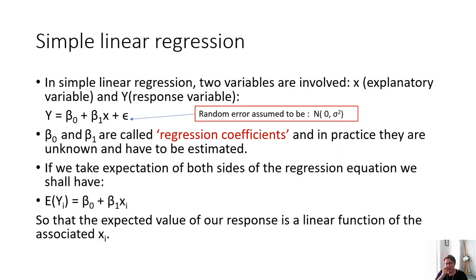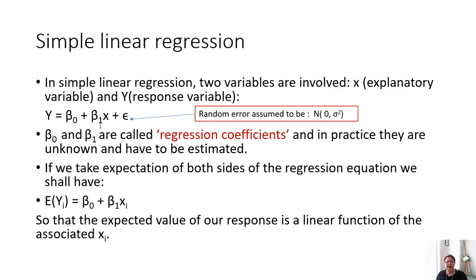Now in simple linear regression, two variables are involved: x, the explanatory variable, and y, the response variable. We write it as y = β0 + β1x + ε. Epsilon is the error term, and we assume in simple linear regression that the errors are normally distributed with a mean of 0 and a constant variance of sigma squared.